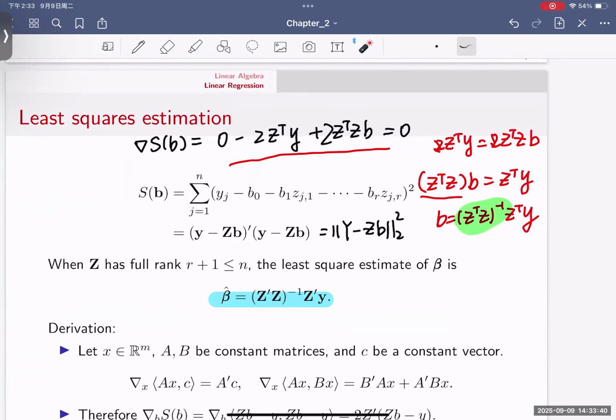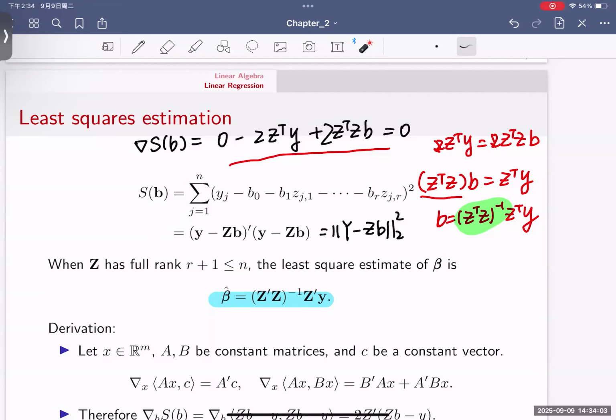The case that Z transpose Z is invertible. Here we will involve a slightly more complicated concept, which we call the rank. But it's okay if you cannot catch that. Later on we will emphasize the key things you need to keep in mind.